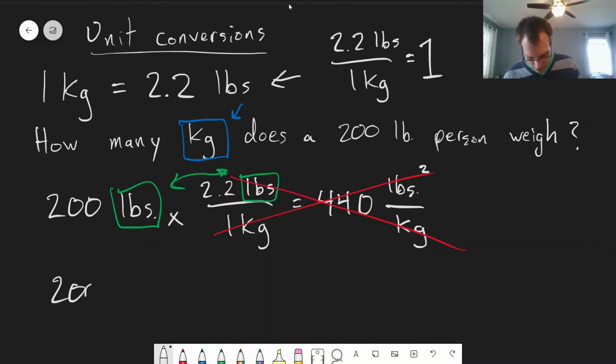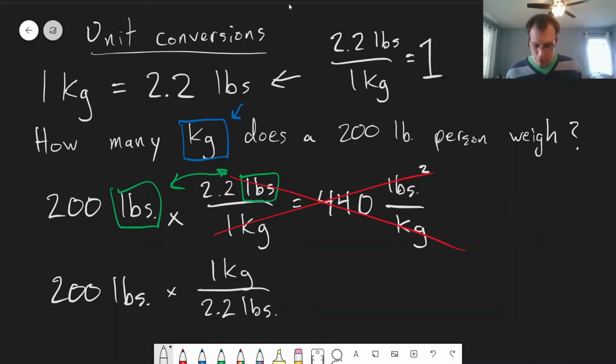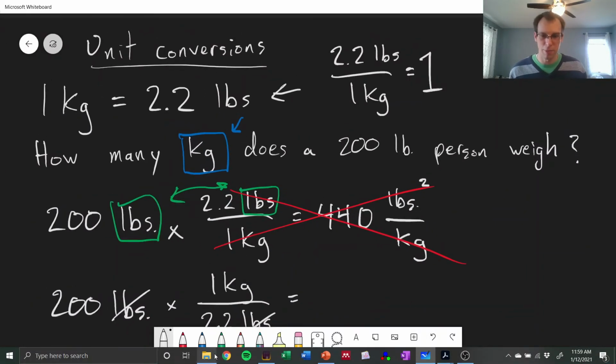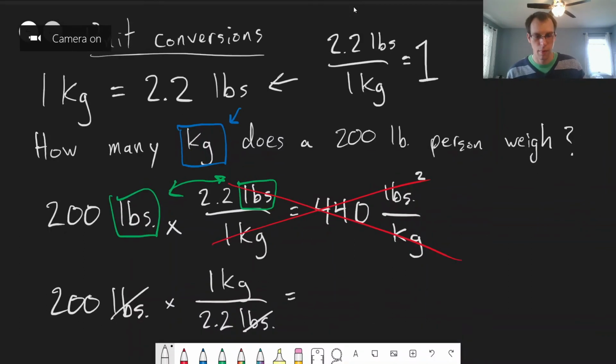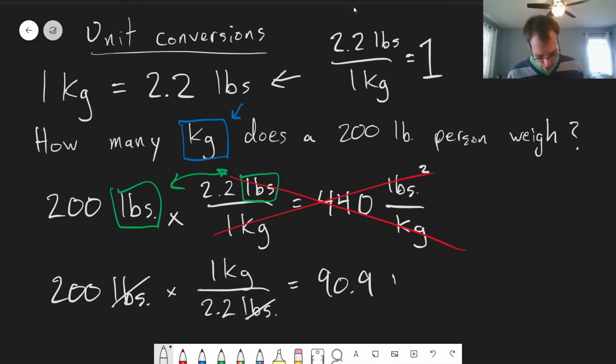What we want to do instead is take our 200 pounds and flip our fraction around. We want our kilogram on the top and our 2.2 pounds on the bottom. If we look at the units now, our pounds will cancel. Pounds divided by pounds cancels out, and we'll have kilograms left over. So what we need instead is 200 divided by 2.2, and that gives us 90.9. So a 200-pound person has a mass of 90.9 kilograms.